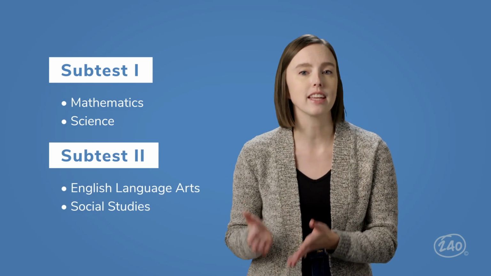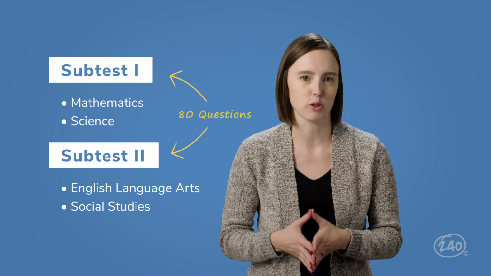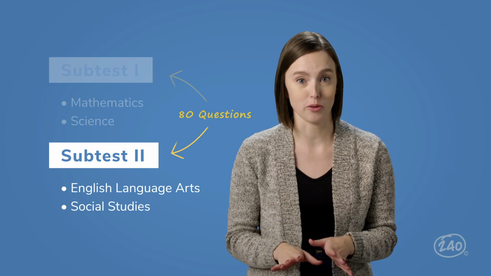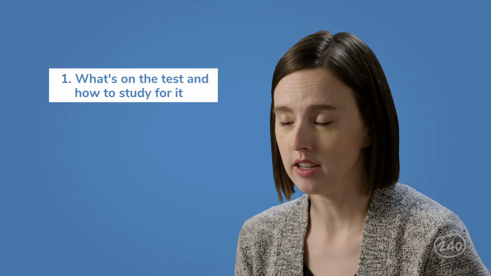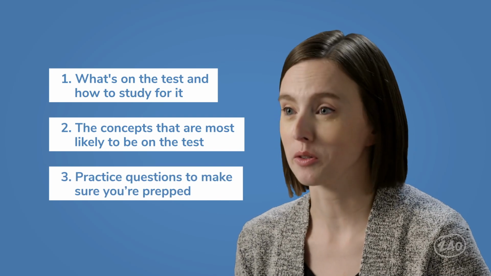Now, the Mega Elementary Education Multi-Content Exam is split into two subtests. Subtest 1 covers mathematics and science, and Subtest 2 includes English Language Arts and Social Studies. Each contains approximately 80 multiple choice questions, but in this video, we're only going to focus on Subtest 2. And we're going to cover three things: what's on the test and how to study for it, the most likely concepts that will be on the test, and we're going to look at a few practice questions.